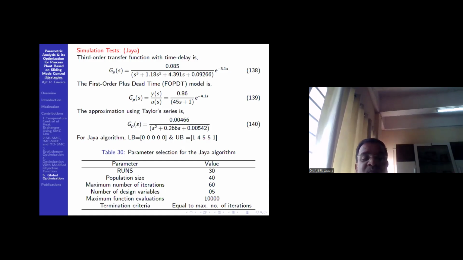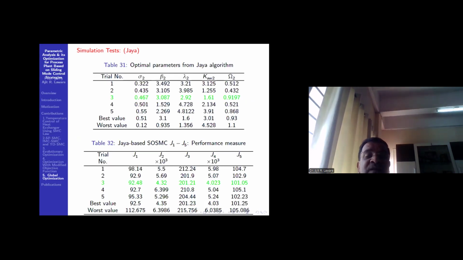Then for the Jaya algorithm, my lower bound and upper bound are this one. The lower bound is all 0, and the upper bound is this one. The controller parameters are 5, so there must be 5 entries with the lower bound and upper bound. These are the Jaya algorithm specific parameter values: eta 2, beta 2, lambda 2, KSW, and omega 2. These are the parameters of the Jaya algorithm.